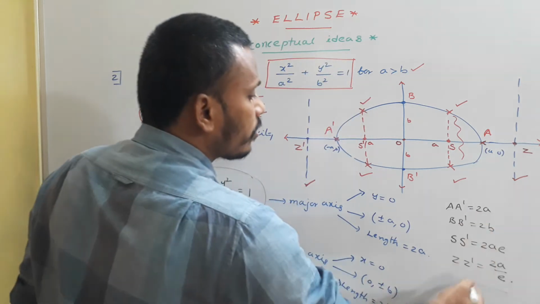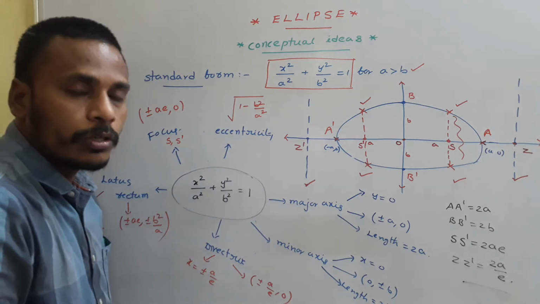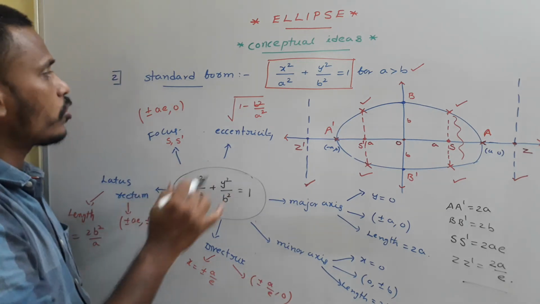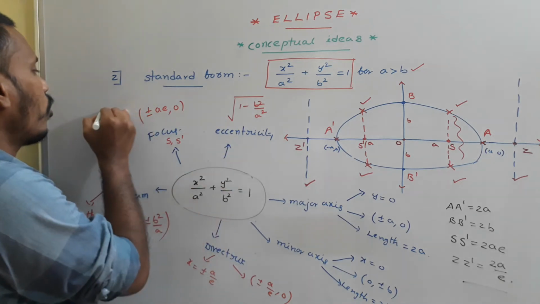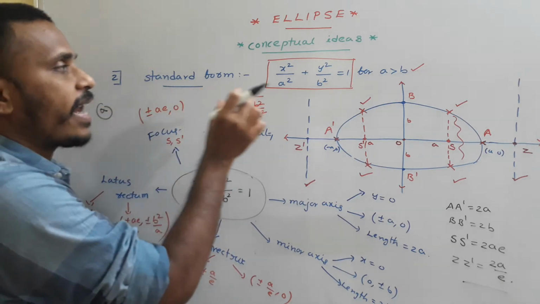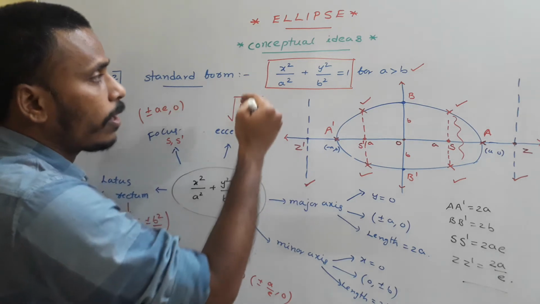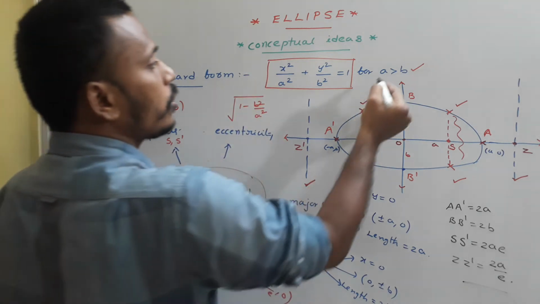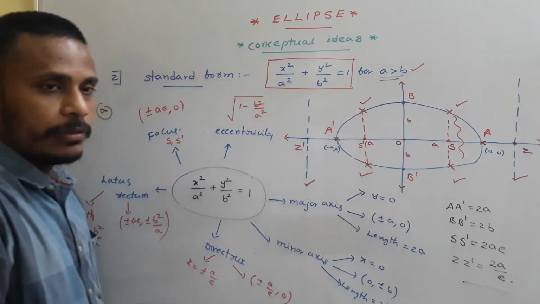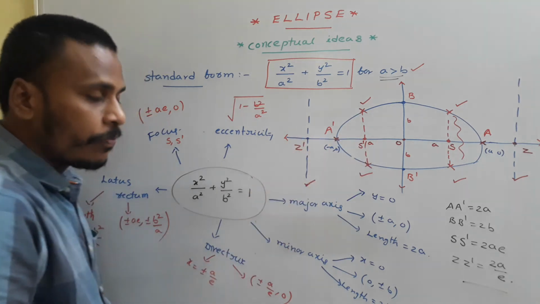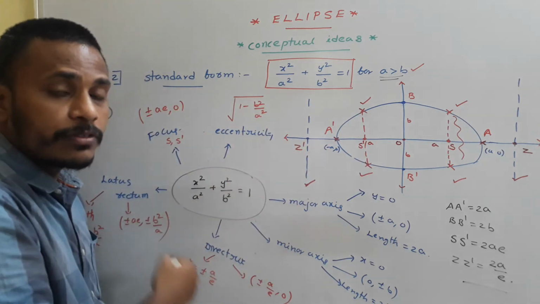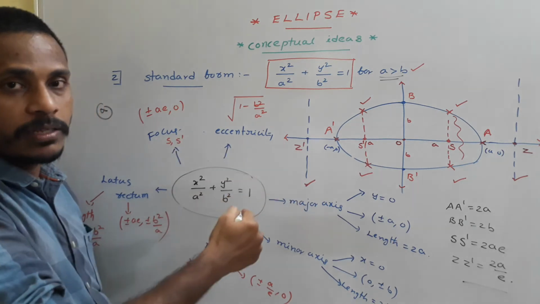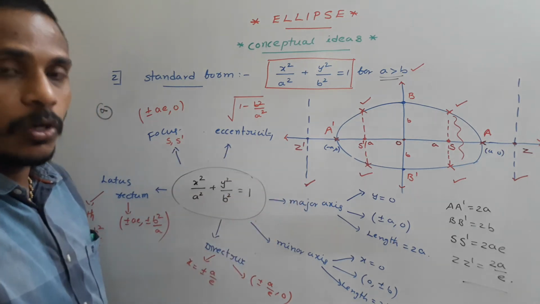Sometimes these lengths are also useful to answer the questions. So this is all about the second point. I have to mention one more thing also in second point. First of all, standard form of the ellipse: x square by a square plus y square by b square equals 1, if a is greater than b. This is the diagram and these are the points related to the diagram. These are the terms related to the diagram we need to memorize to understand and to analyze the questions of ellipse.